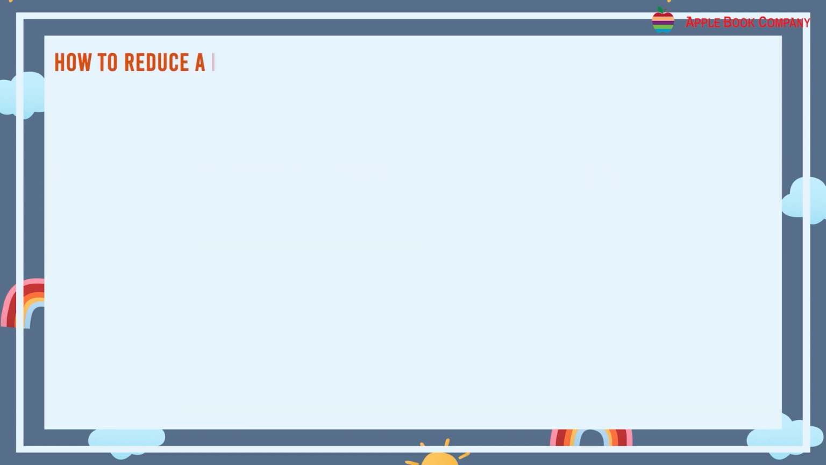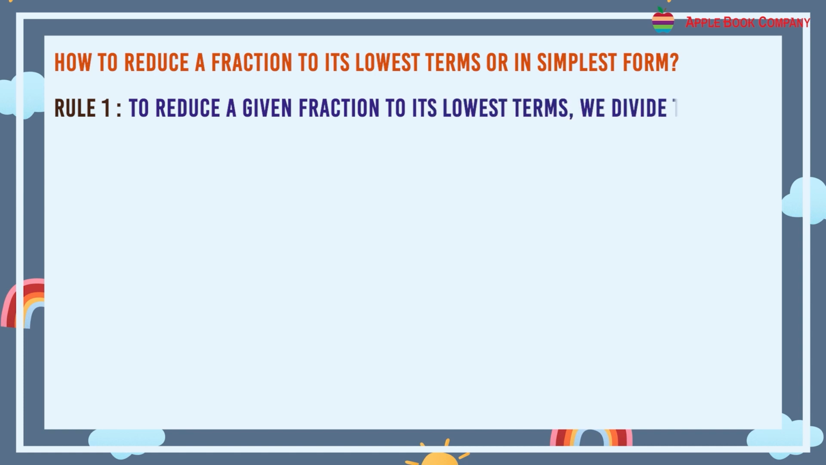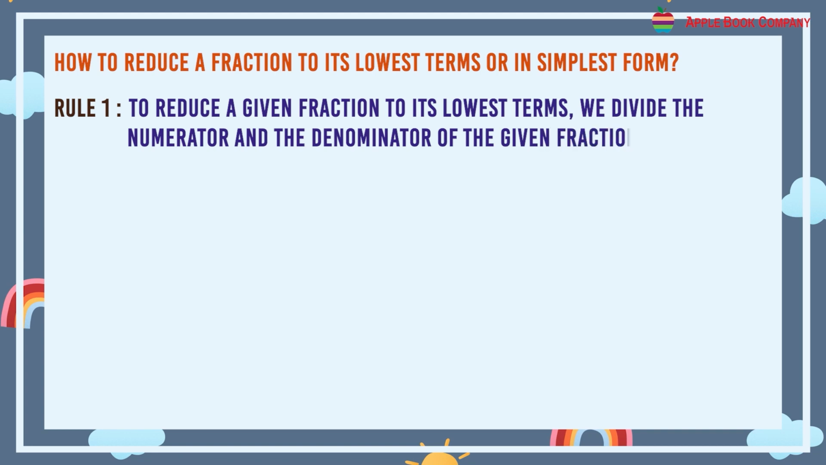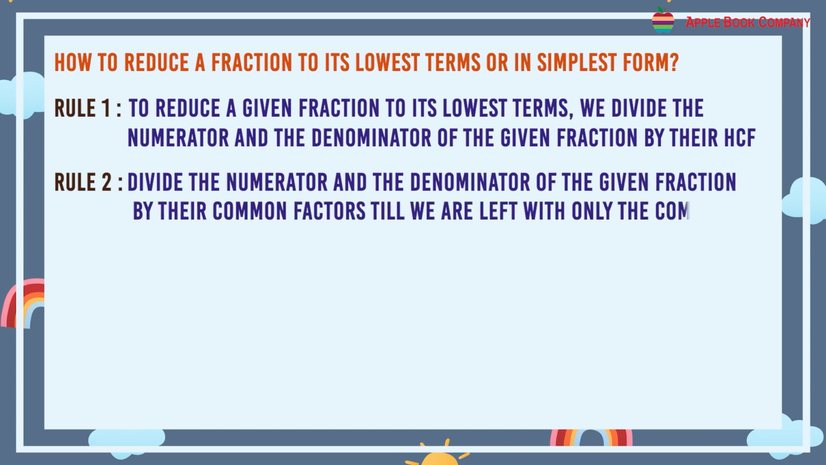How to reduce a fraction to its lowest terms or in simplest form? Rule 1. To reduce a given fraction to its lowest terms, we divide the numerator and the denominator of the given fraction by their HCF. Rule 2. Divide the numerator and the denominator of the given fraction by their common factors till we are left with only the common factor 1.